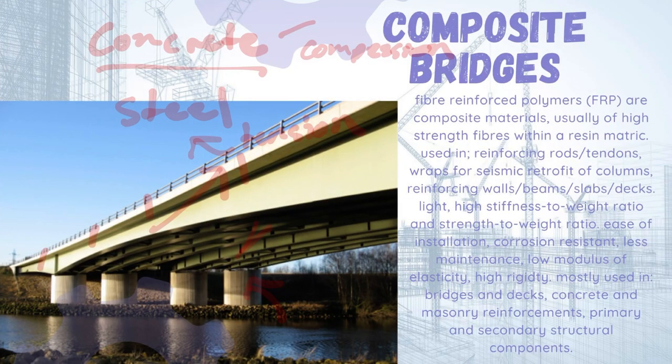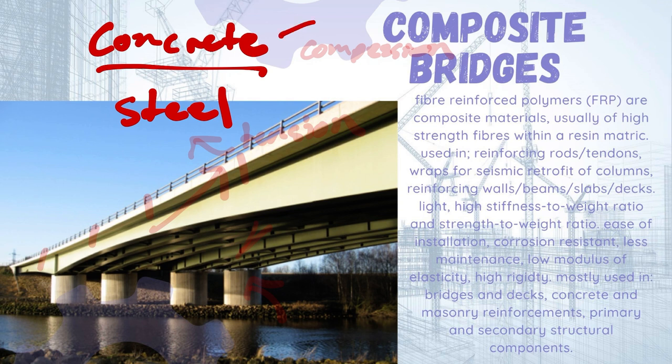Composite bridges. So composite bridges essentially are any bridge that use two or more materials with significantly different properties to provide an advantage to the bridge. So the most common example of this will be your concrete bridges. So concrete bridges will use concrete and steel. So concrete is super strong in compression, so it's there to give the compressional strength, and steel is strong in tension.